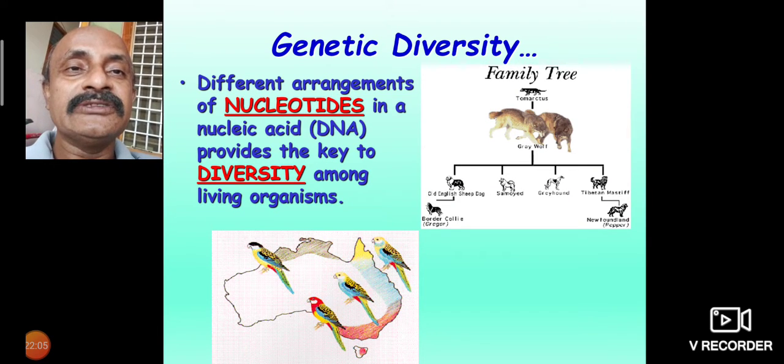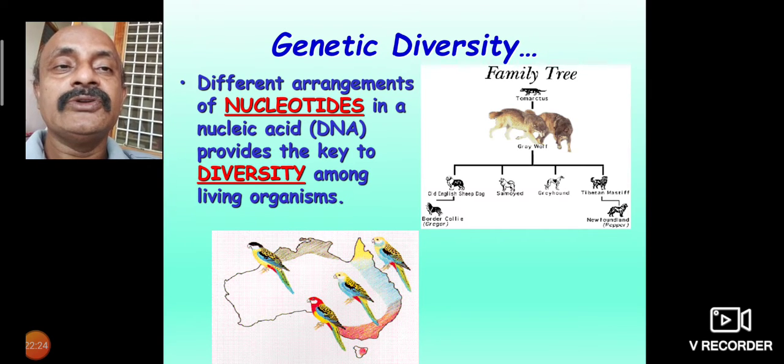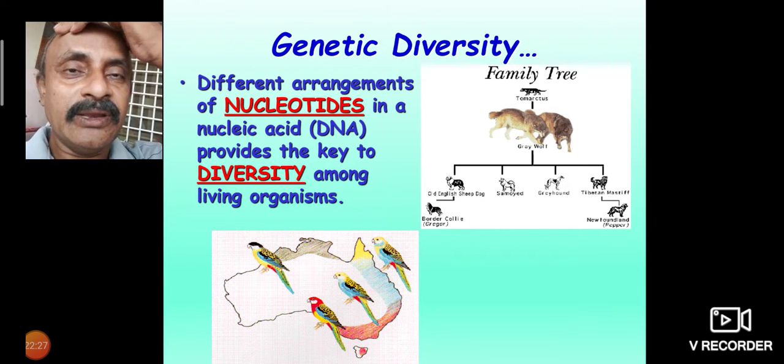The genetic diversity comes from different arrangements of nucleotides in a nucleic acid. DNA provides the key to diversity among living organisms, and different arrangements of nucleotides are the key to the differences. Nucleotides mean the three particles.